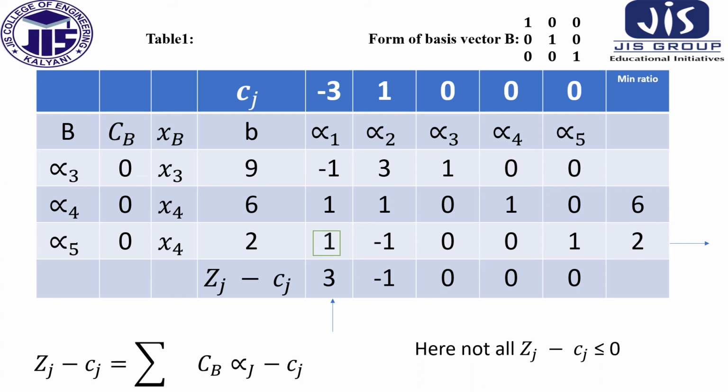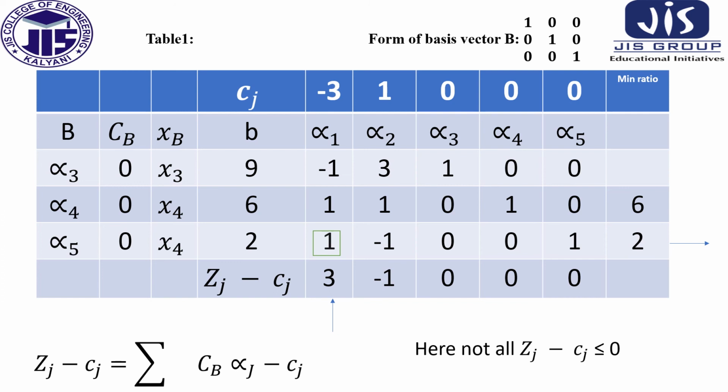In the next table, the key element we have to convert into 1. Already this is 1, so no row operation is required. All the other elements of this alpha 1 column, that is minus 1 and 1, will be converted into 0. So we are using the rows R1, R2 and R3, where R1 is the first row, R2 is the second row and R3 is the third row. We write R2 equal to R2 minus R3. All the row operations we have to formulate with the row where the key element is present.